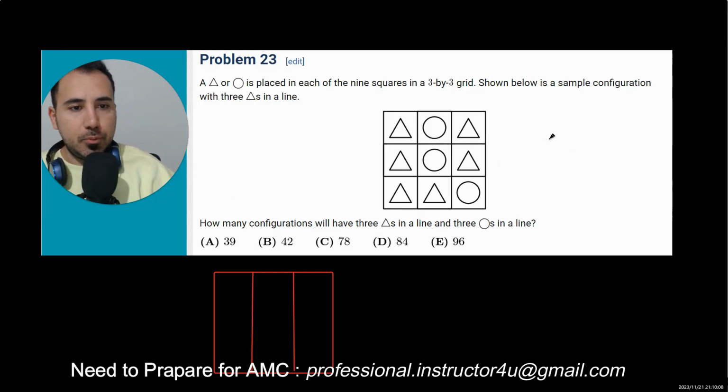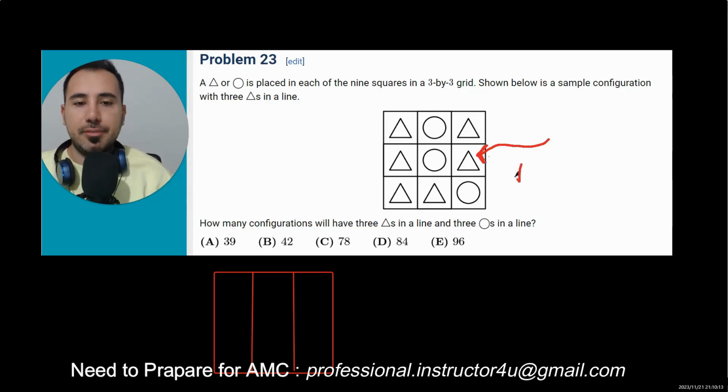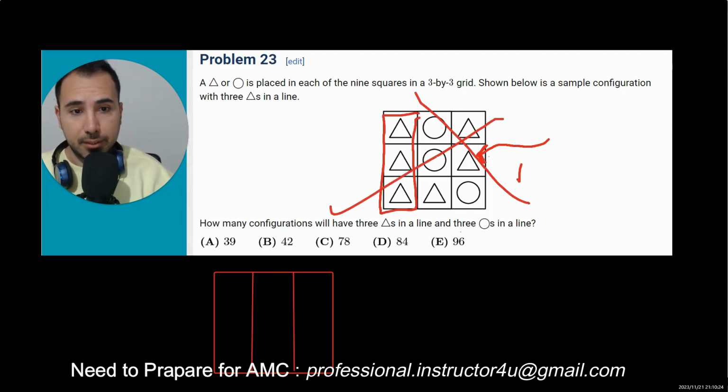Now, before we start, is this one of the answers? Is this one of the configurations the question wants? How many configurations will have 3 triangles in a line and 3 O's? It has the 3 triangles, but are there 3 O's? No, this one is not one of them. Okay.